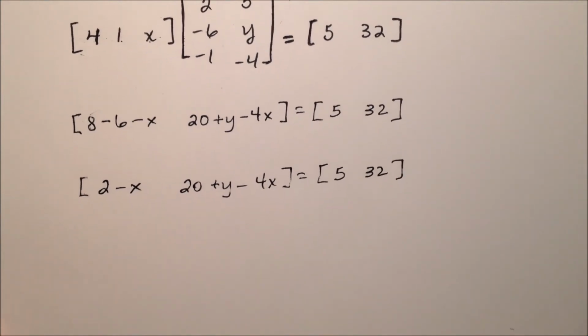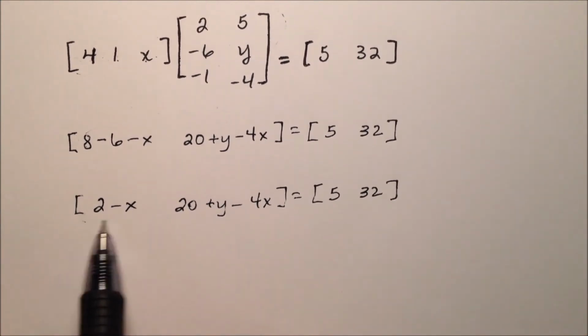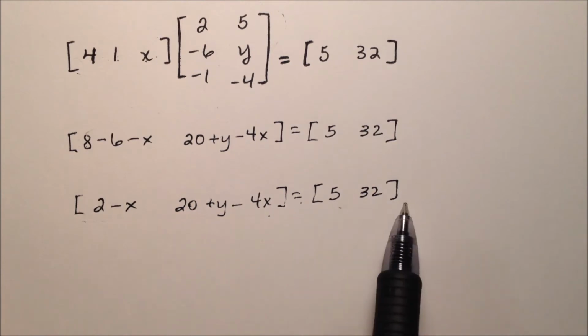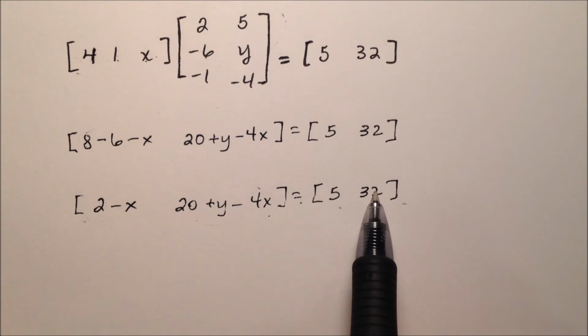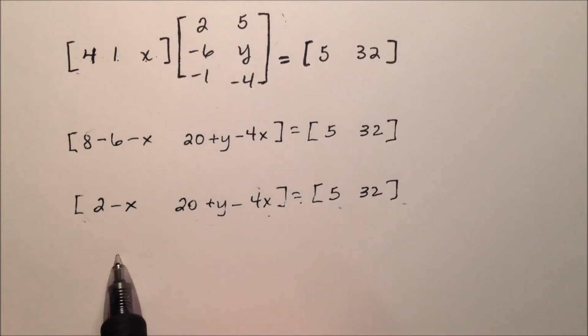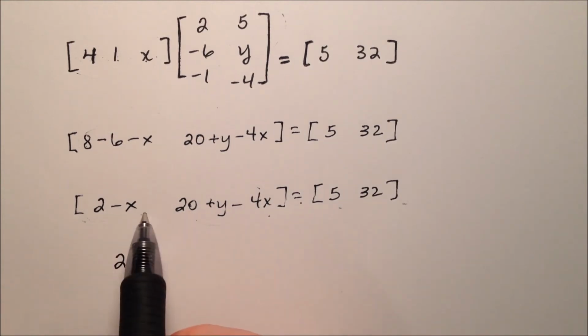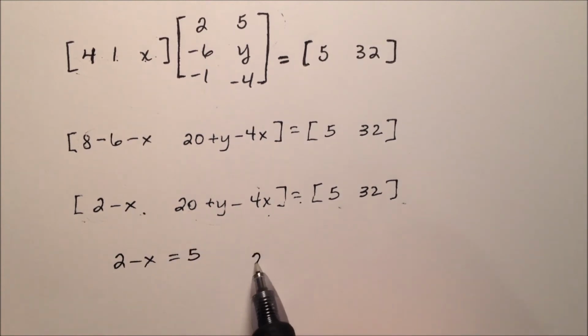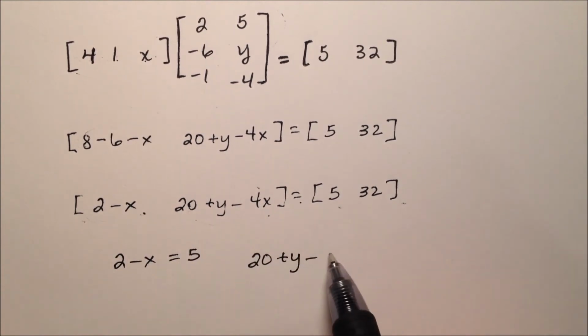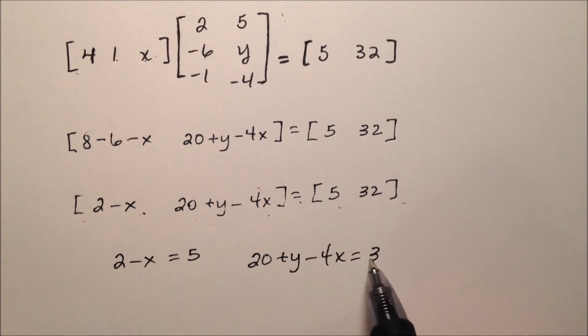So what I have here are two equivalent matrices. This guy on the left is the same as this guy on the right. So I can set the corresponding entries equal to one another. So 2 minus x is this first one, which is the same as 5. So 20 plus y minus 4x is the same as 32.